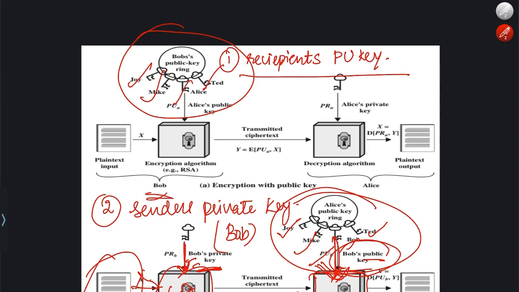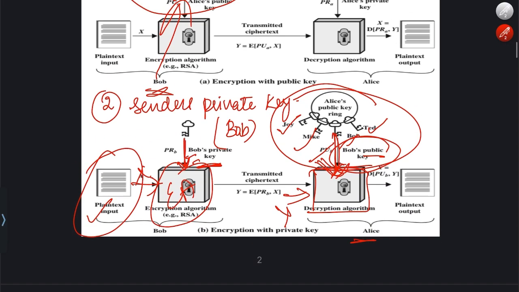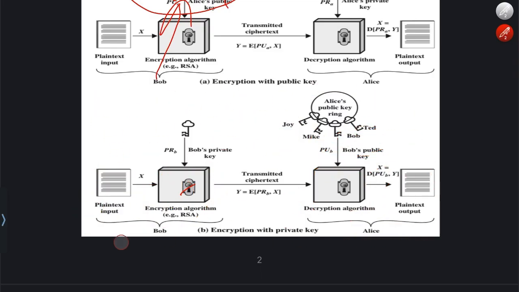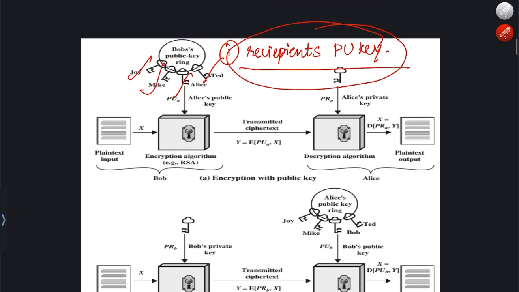But then Bob is using the public key of Alice. He is encrypting the data using the public key. On the other hand, Alice is decrypting the data using Bob's public key, and then she gets back the plain text here. So this is how we can perform encryption on both ends using both public key and private key.